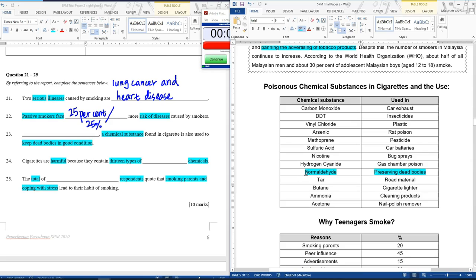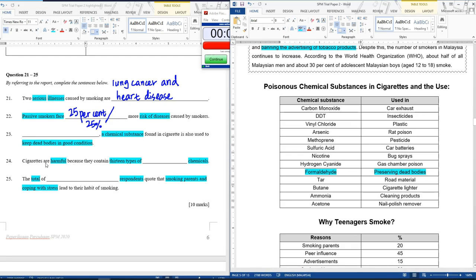And please make sure when you write your answer, F must be in capital letter. Alright? Because it's the first word in this sentence. So F, you must write it in capital letter.